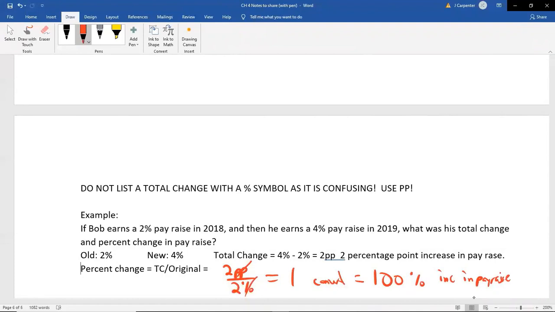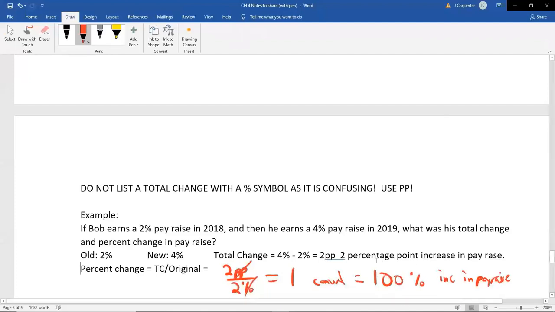Can you see how the media could misconstrue this? Oh, look at this company. They gave their employees a 100% increase in pay raise one year versus the next year. I mean, yeah, that's true. That's the percent change comparing the pay raises one year versus another. But they didn't go from making $50,000 to $100,000. In reality, they earned a 2% pay raise one year and a 4% pay raise the next year, which says, okay, yeah, the second year they got a raise that was 2 percentage points higher than the previous year. So as a percent change, that's 100%, because 4 is twice 2.